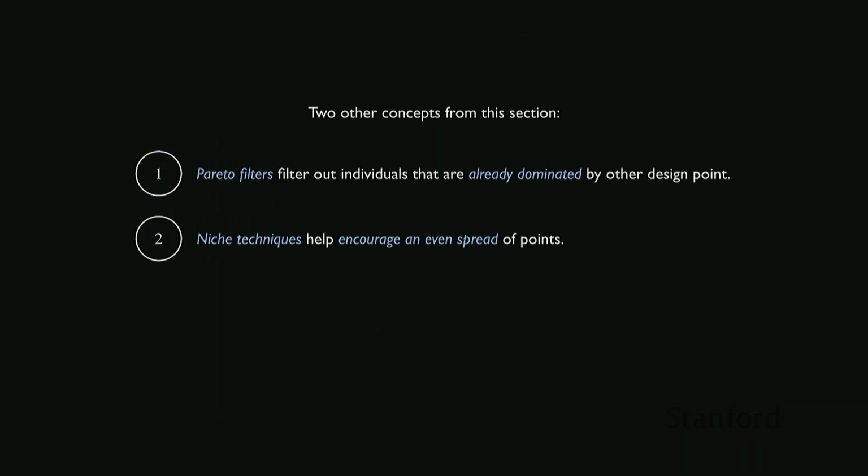There are two other things that you'll have to check out the book for if you want more information. There's the idea of a Pareto filter, which basically says that as you're running your algorithm, you might want to filter out individuals that are already dominated by some other point we've seen, because we know there's a point that's better in all objectives than this current point, so there's no reason to keep it around. And then there are niche techniques. Sometimes your genetic algorithm could run into an issue where you get small niches that are not spread out, basically clumped together in different portions of the Pareto frontier. These niche techniques help you ensure that you get an even spread of points along the Pareto frontier.